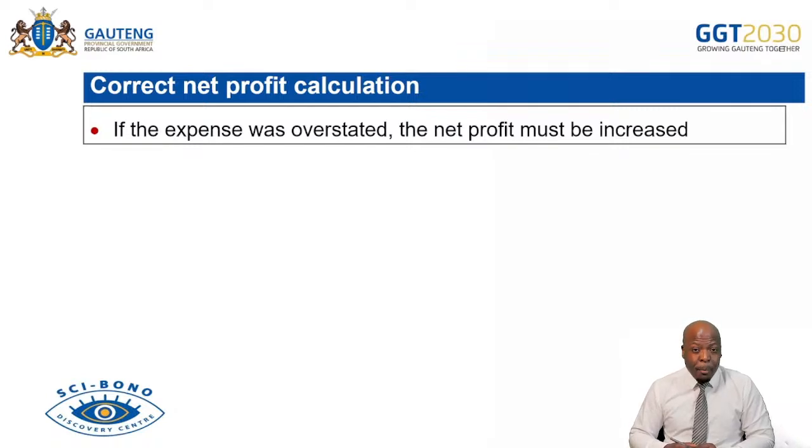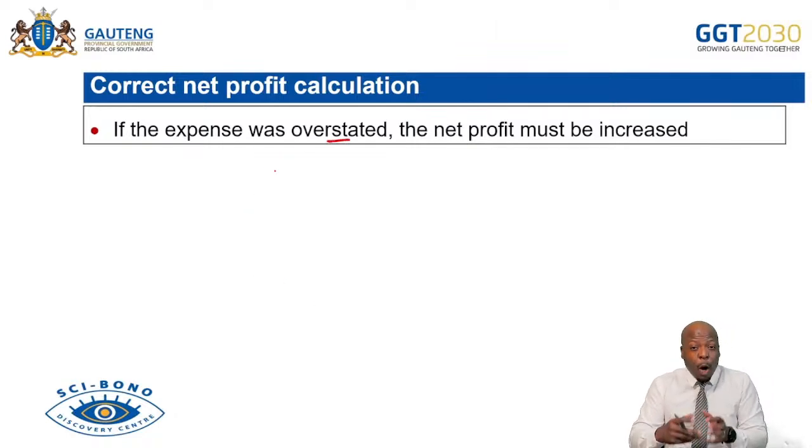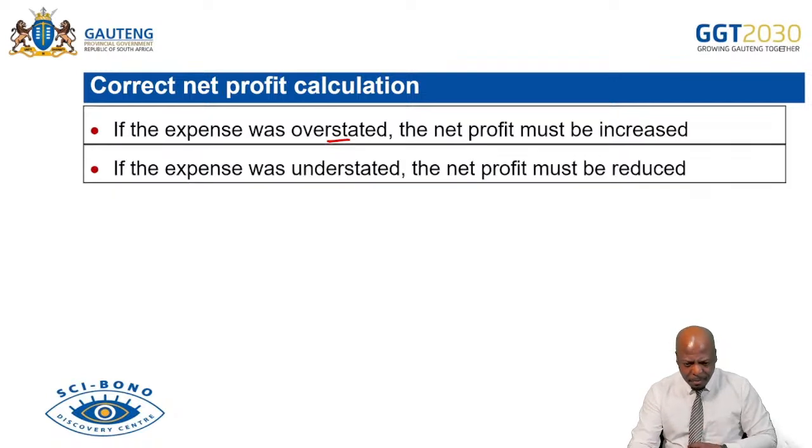So the first point for me to explain is, if the expense was overstated, for example, if you recorded for 13 months for an expense, yet you know that in your financial period, you must only record for 12 months. That means it has been overstated. Therefore, the net profit must be increased. I'm going to show you how to do that in today's class.